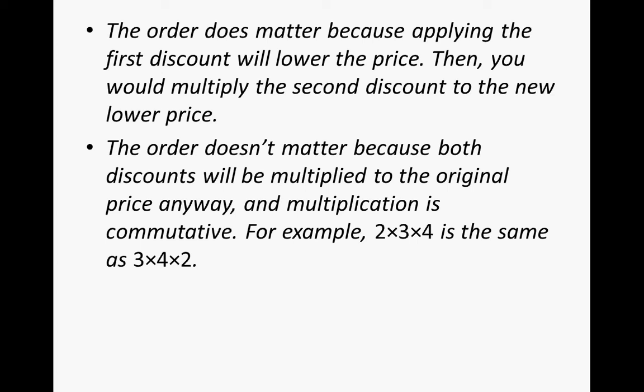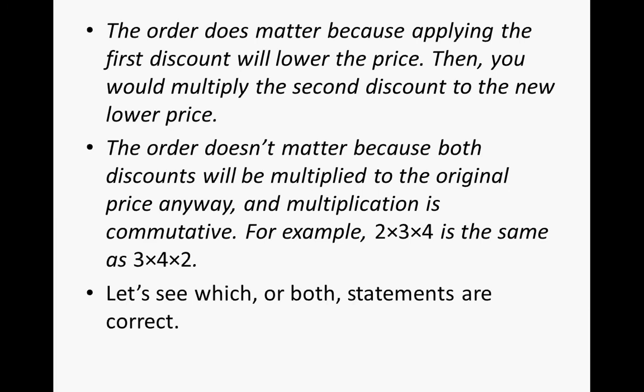But the order doesn't matter because both discounts will be multiplied to the original price anyways. And multiplication is commutative. For example, 2 times 3 times 4 is the same as 3 times 4 times 2. So let's see which or both statements are correct.